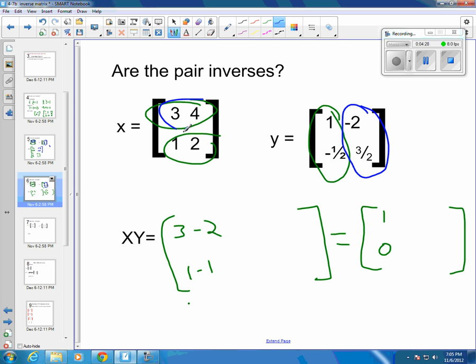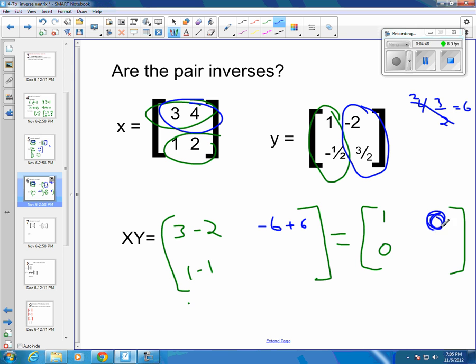Second column times the first row. -2 times 3 is -6. And here we go, 4 times 3/2. 4 divided by 2 is 2, and 2 times 3 is 6, so it's +6. And that is our 0 that we wanted.